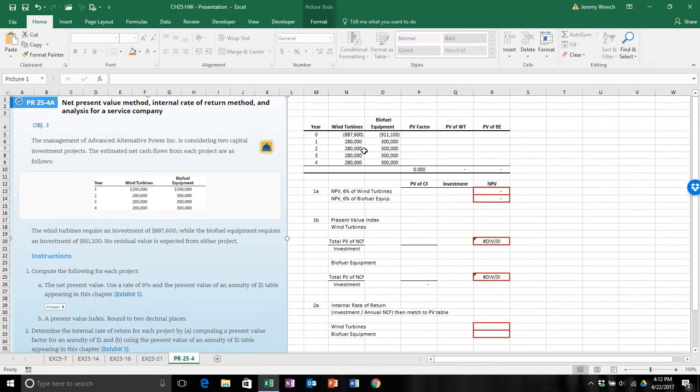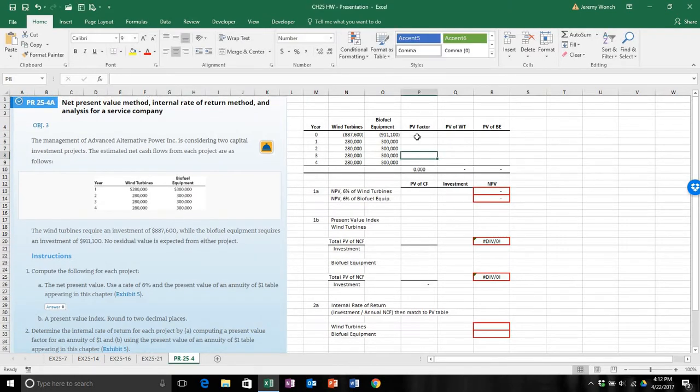And so let's go ahead and finish filling out our table here. So we want to start off by calculating our present value factor, which we're going to start off with the round function and then the present value function. And so our rate, let's see, it tells us to use a rate of 6%, so 0.06. And our time period is going to be in cell M5.